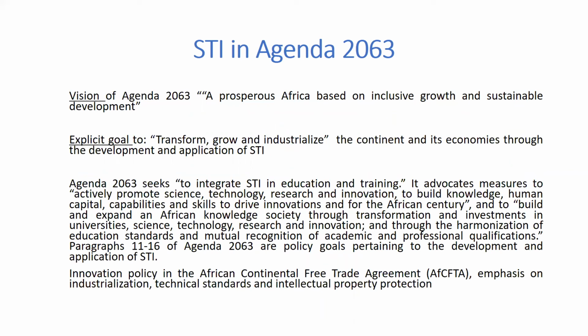Just again, emphasizing what Agenda 2063 is. Unlike the Organization of African Unity, which focused on political independence, getting African countries out of colonialism, the African Union focused more on economic integration and political integration. So it's really about development as opposed to political independence. It's about transition to inclusive growth and sustainable development. So the vision of Agenda 2063 is all about that.